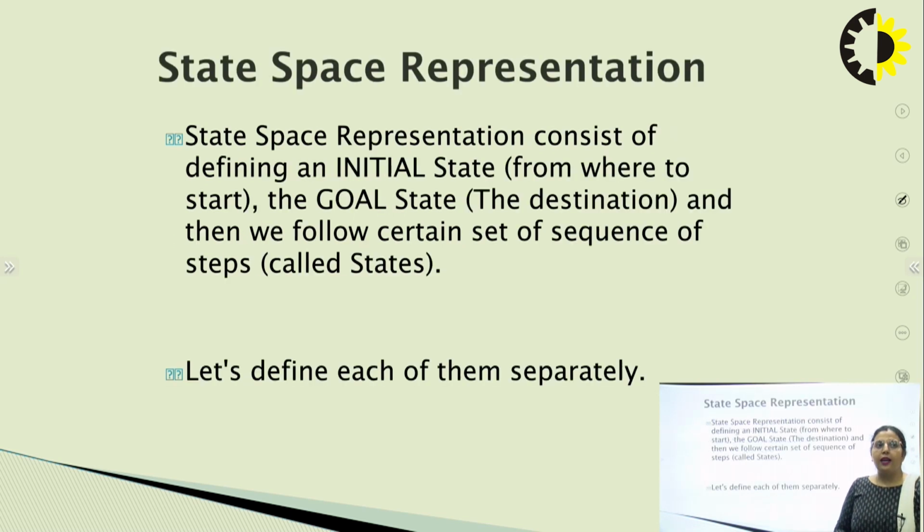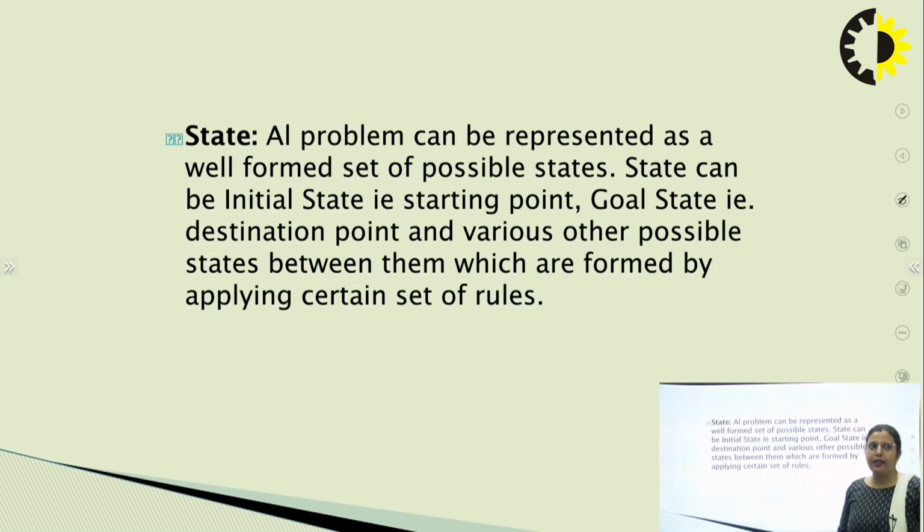So let us understand what is the state space representation. State space representation consists of defining an initial state and the goal state. The initial state is the state from where we have to start solving that particular problem, and the goal state is the solution of that particular problem. Then we need to follow a certain sequence of steps that are called states. So let us define each of them separately.